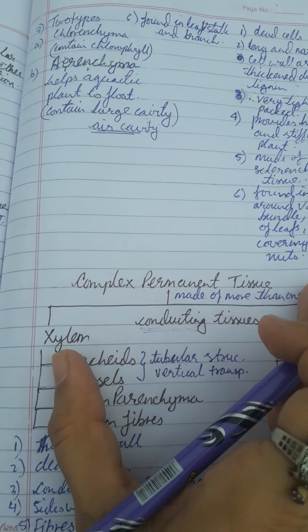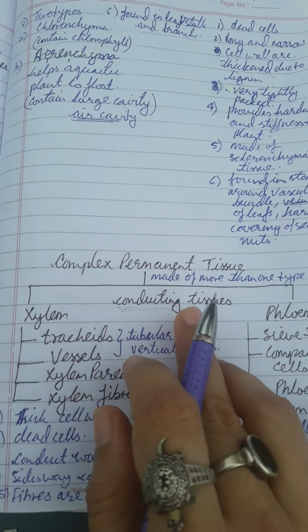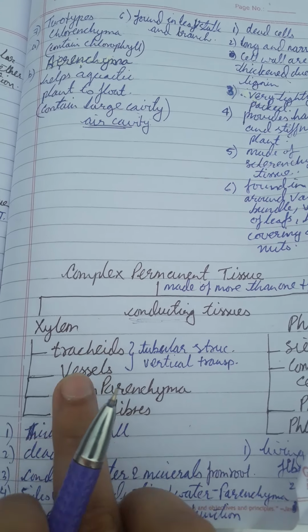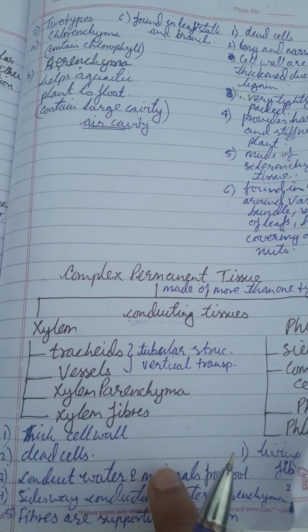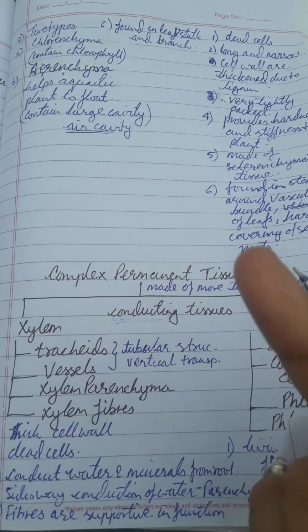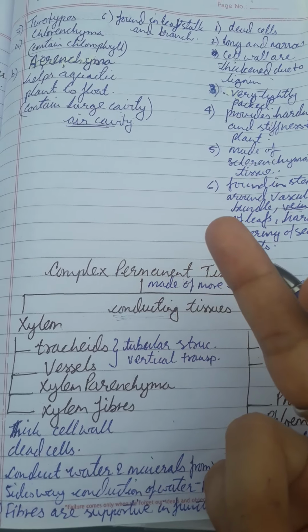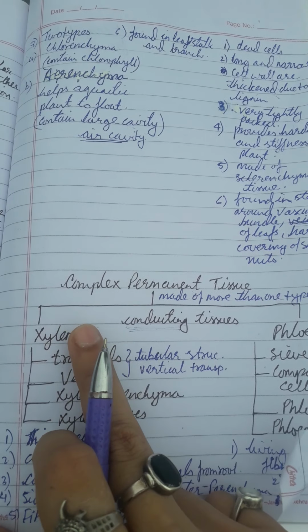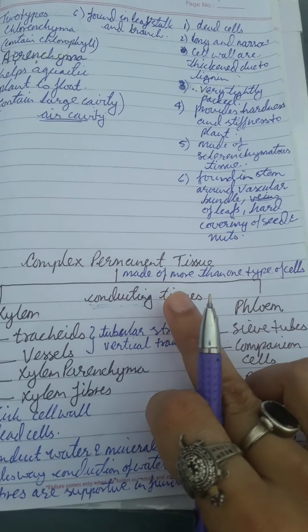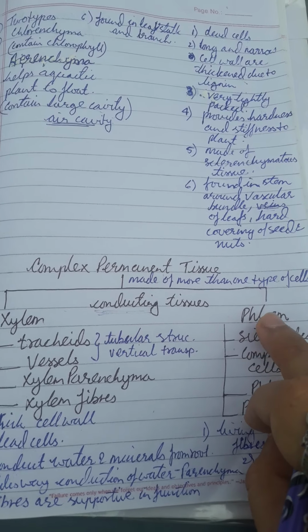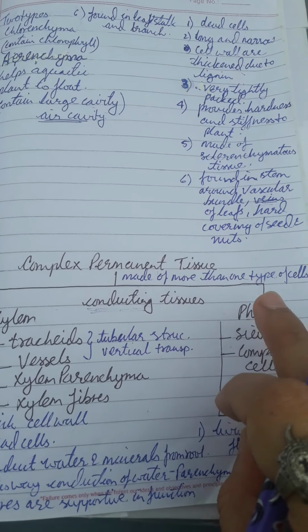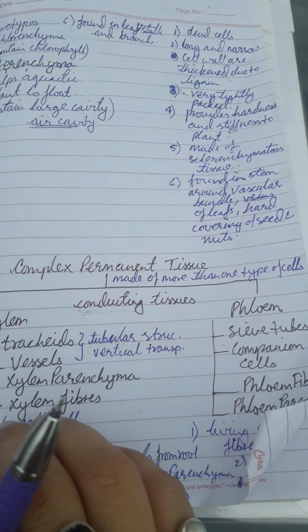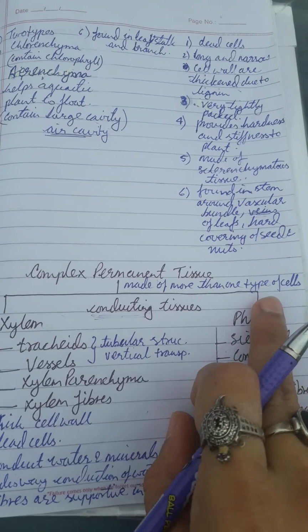On this basis, it is divided into two, xylem and the phloem. Xylems are the tissues that help in the conduction of water and minerals from the root to different parts of the plant. Either it is branch, or leaf, all over the plant. It helps in the distribution of water and minerals. And the phloem helps in the conduction of food that is prepared in the leaf to different parts of the plant. At the stem, root, fruit, everywhere it distributes the food.